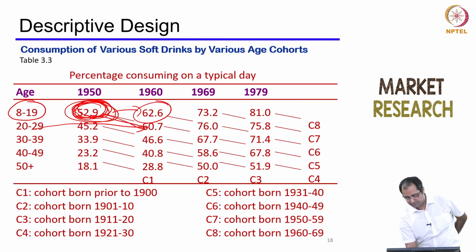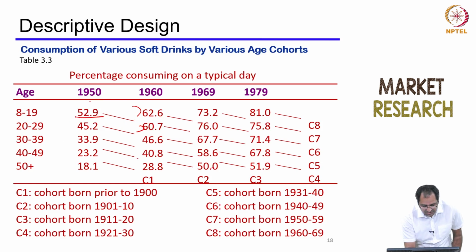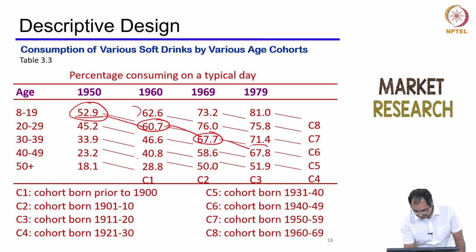60.7. After 10 years, further 10 years, 67.7. After further 10 years, 67.8. If you look at any other cohort as well, let's say 30, let's say this one. If you start from this cohort, after 10 years, they will be 20 to 29. This is their reading. Then this is their reading.